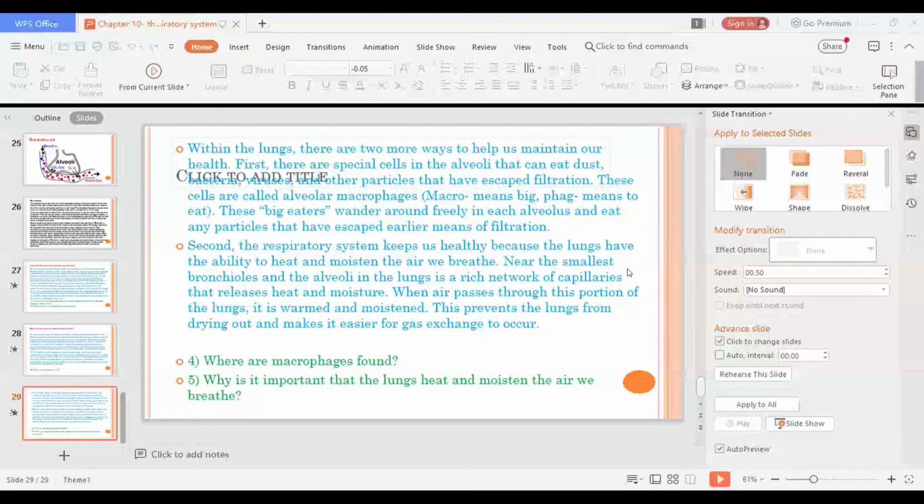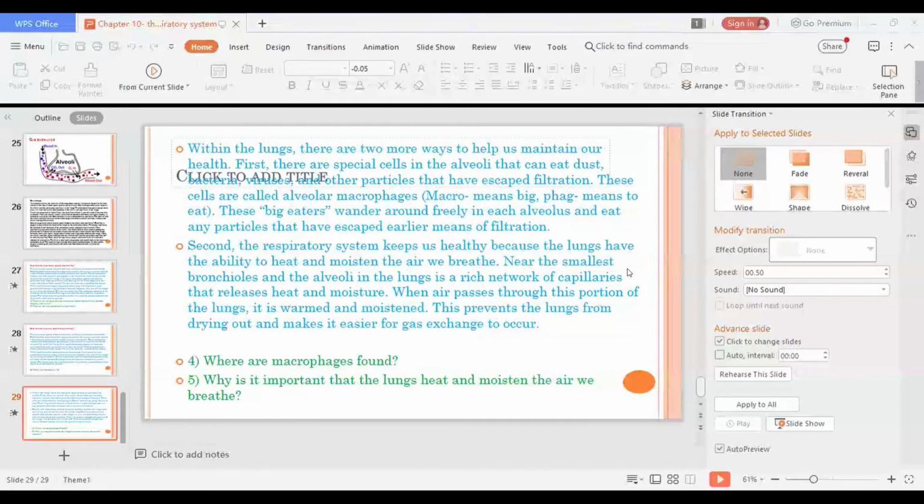Okay, so have you found the answers for the first question? Our keyword is macrophages, okay? Đặng Trần Hồng Phúc. Hello, teacher. Yes. Can you give me your answer for question number 4? Yes. So where are macrophages found? Macrophages are found around freely in each alveolus.